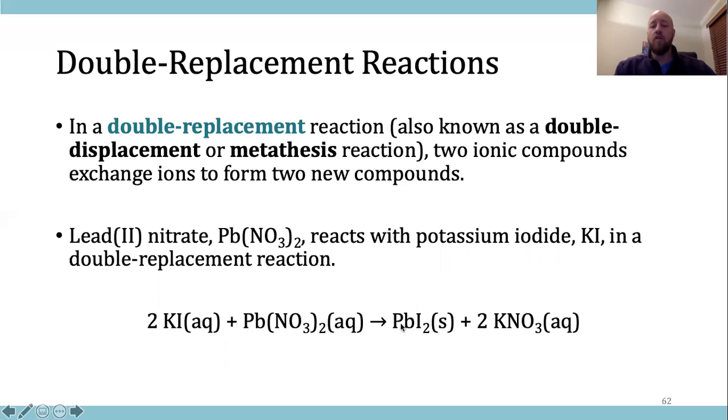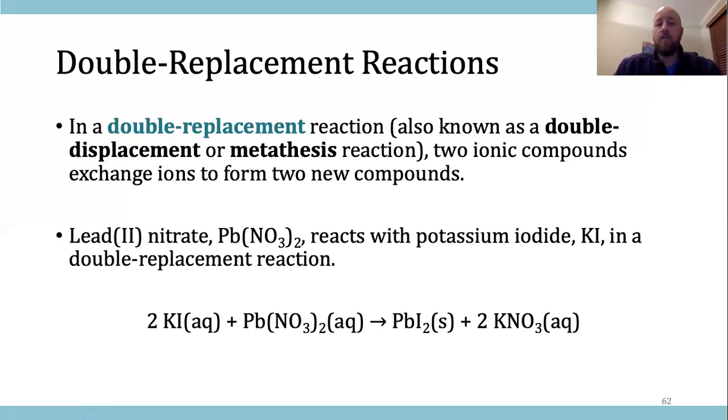So on a test question, the products might be missing. The products might not be given in the problem, where you have to write what the products of the reaction are. But the products are always generated the same way. They are all double replacement reactions. So if I give you the reactants, you should theoretically be able to swap the partners and make the compounds that they make as products.